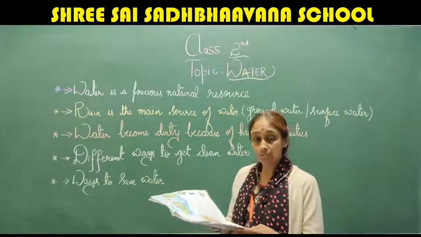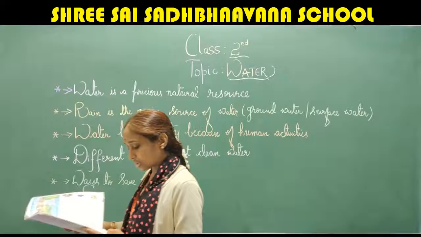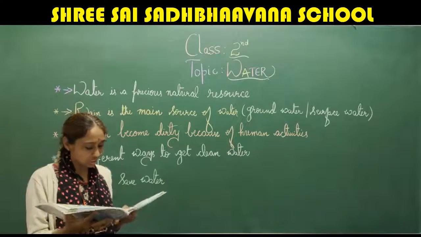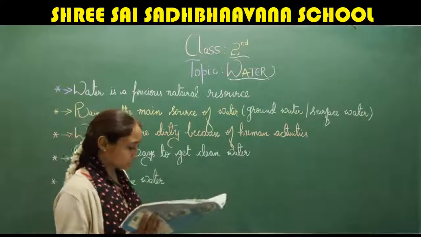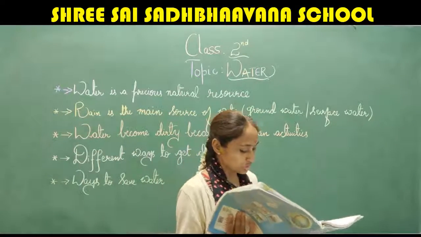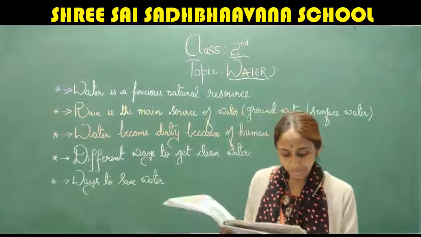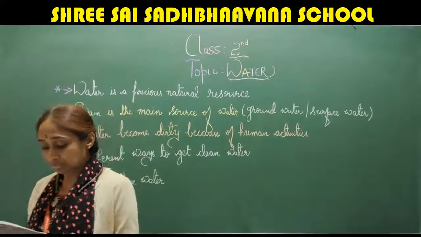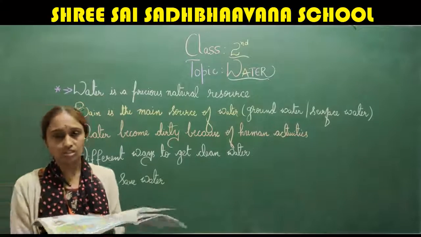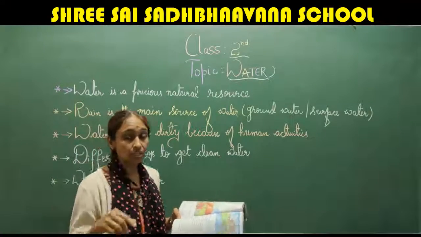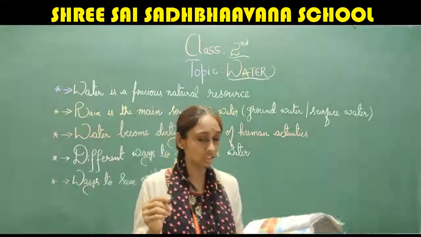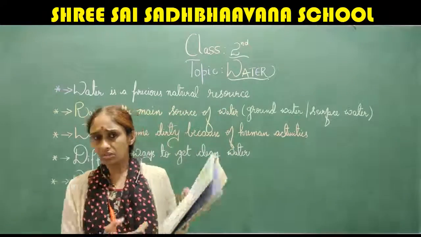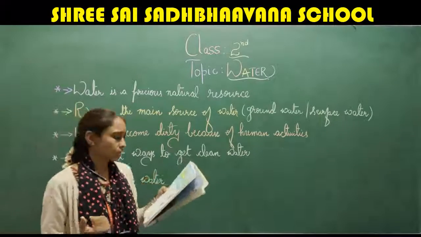Then moving on to the next paragraph. How water becomes dirty. Water becomes dirty because of the following human activities: throwing garbage into water bodies, washing clothes near water bodies, bathing animals in water bodies, and discharging waste from factories into water bodies. You underline the word factories. Then moving on to the next page, 37.